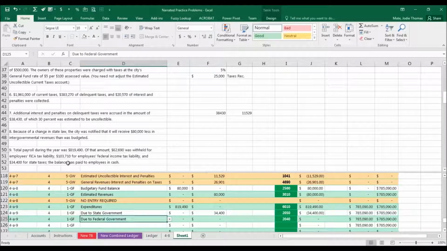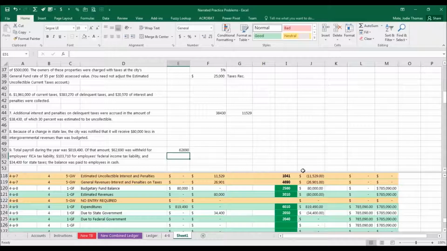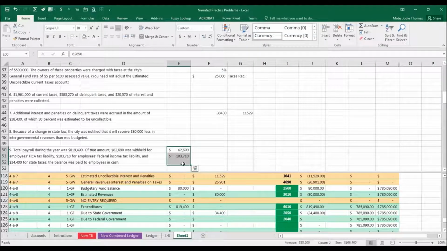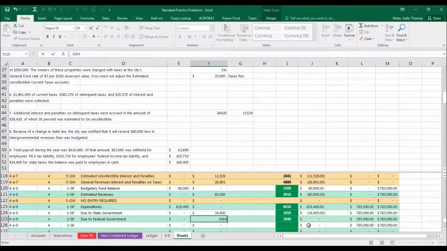But there is another entry here that is going to be the combination of the two numbers. The due to the federal government is going to be the combination of the employee's FICA, that's your Social Security and Medicare taxes, the employee share of it, and then 103,710 is what they had withheld in federal income tax. So that's going to be the sum of those two, which is 166,400. That's the total of those two.